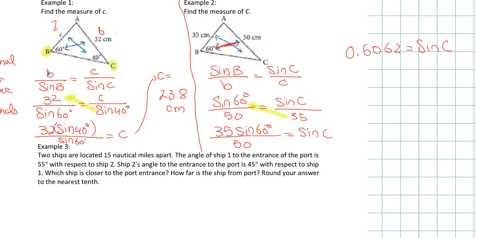What do I do to find angle C? The inverse. You remember yesterday? Anytime I'm finding an angle, I have to do sine inverse. In this case, it's going to be sine inverse. And if you don't know how to do that on the calculator, let me know. You have to do shift sine. Shift sine, 0.6062.